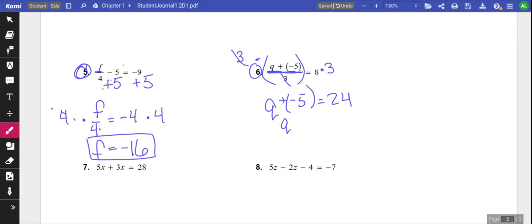I can just change this to q minus 5. Okay, remember adding a negative number is the same as subtracting, so q minus 5 is equal to 24. I can add 5 to both sides. Okay, inverse operation of subtraction is addition. So I'm going to add the 5 to both sides. And I end up with q is equal to 29.